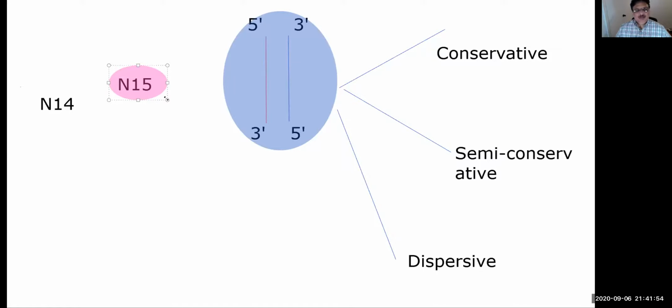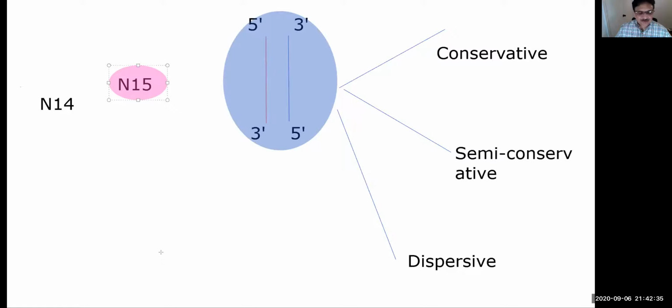In our cells, we have DNA in the nucleus. The nitrogen that is present in our DNA is N14. But if we take out our cells and grow them in lab conditions, and we put in nitrogen 15, which is a radioisotope, some percentage of DNA will become N15, because DNA or enzymes cannot distinguish between N14 and N15. So scientists used N15 to understand the mode of replication of DNA.